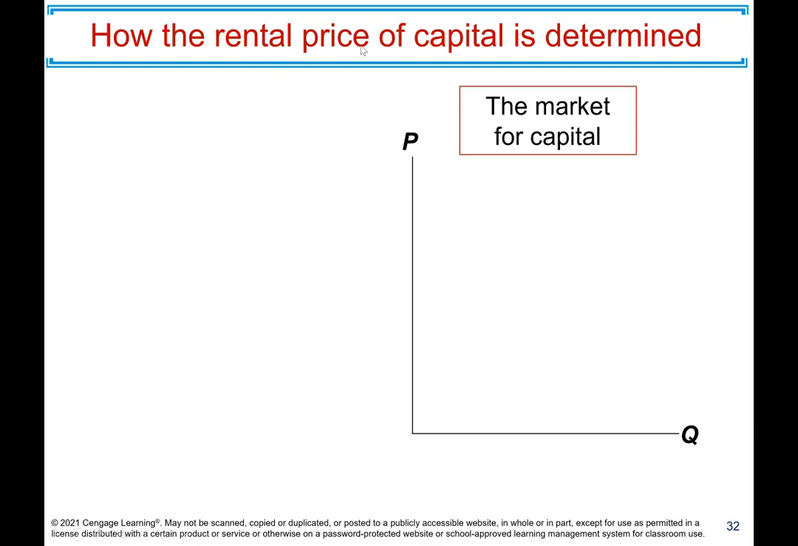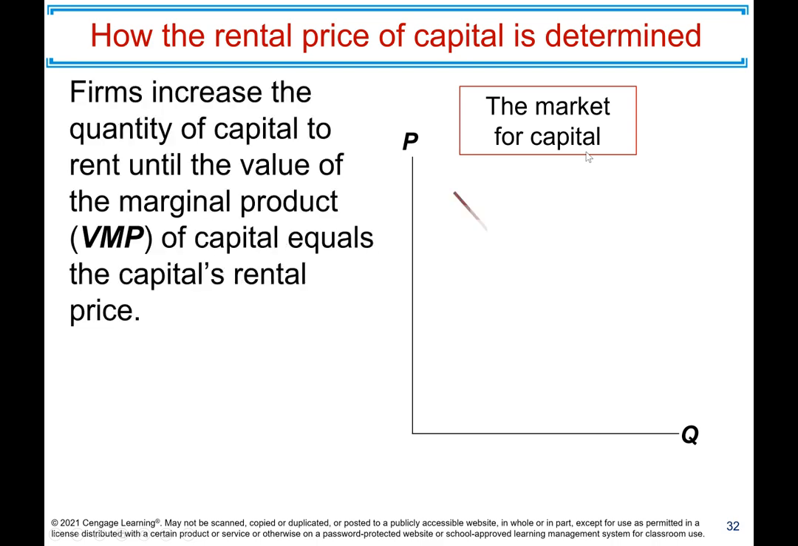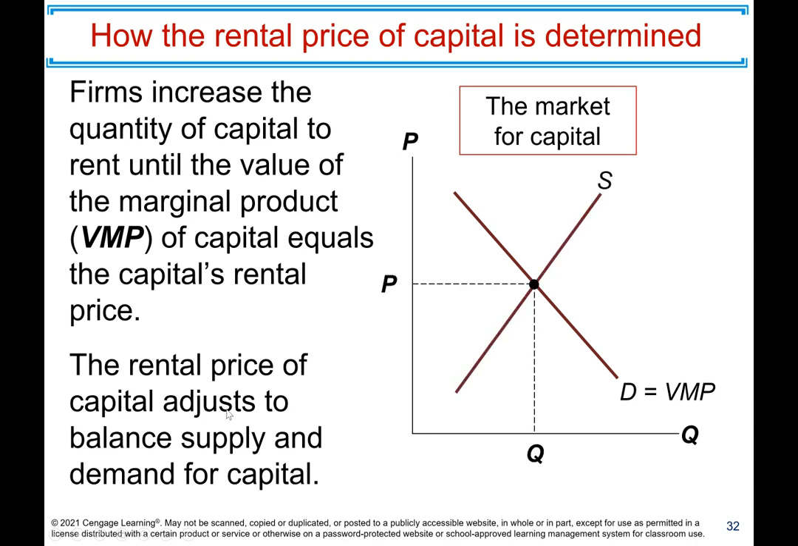How the rental price of capital is determined. The market for capital. The farms increase the quantity of capital to rent until the value of the marginal product, VMPK, of capital equals the capital's rental price. The rental price of capital adjusts to balance supply and demand for capital.